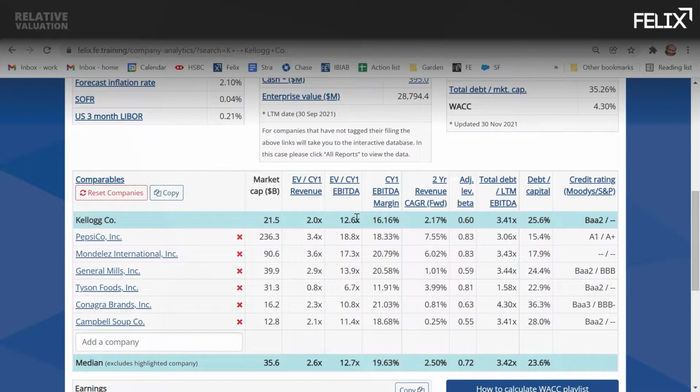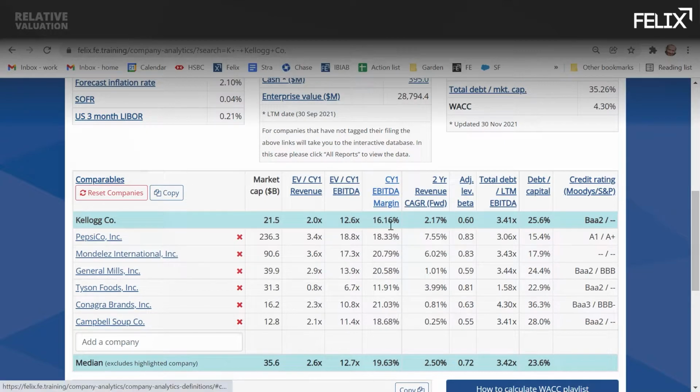The other issue is, why is Kellogg trading at 12.6 times when PepsiCo is trading at, let's say, 18.8 times? That's a significant difference. And even Mondelez is trading at 17.9. Now, sometimes this can be about size. You can see that Mondelez is worth 90 billion and PepsiCo is 236 billion. But Kellogg is still a pretty sizable company at 21 billion and General Mills is nearly 40 billion. And they are at a significant discount.